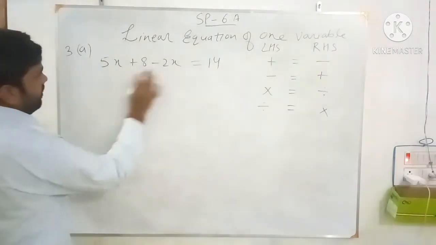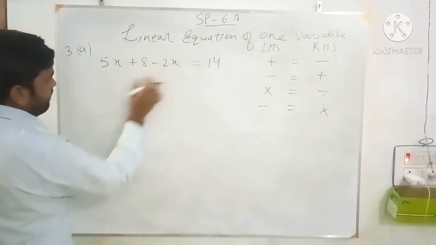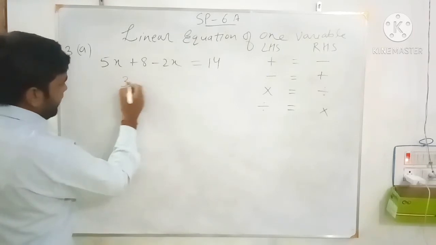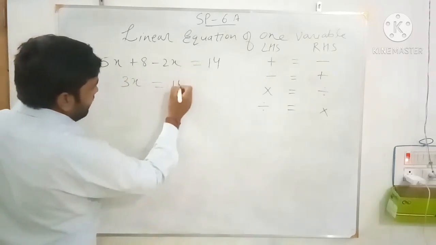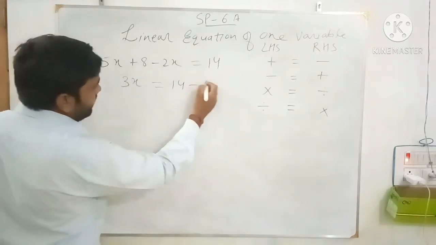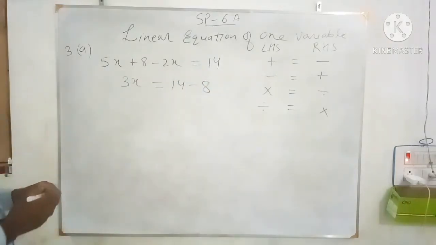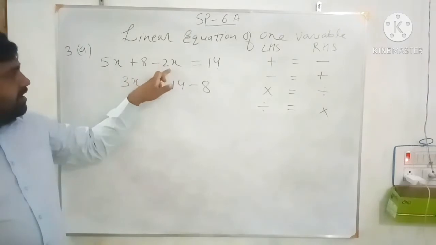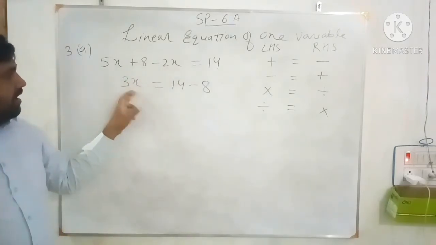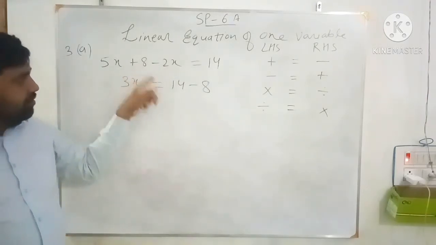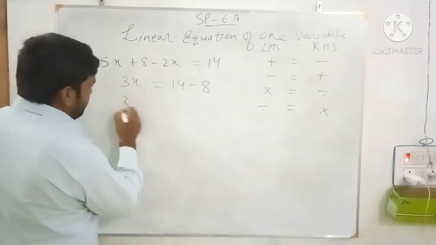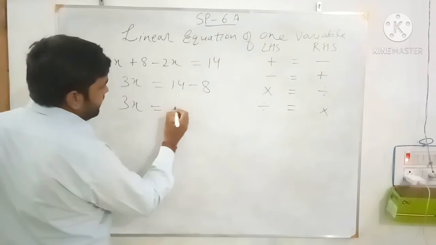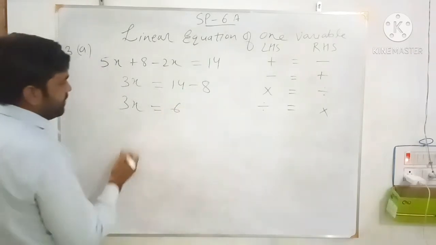So 5x minus 2x will be 3x, and when you transfer this 8 to the right hand side, plus 8 will be converted into minus 8. See, from 5x I have subtracted 2x, I got 3x, and 8 I have transposed from left to right. Now 3x equals 14 minus 8, which gives you 6.